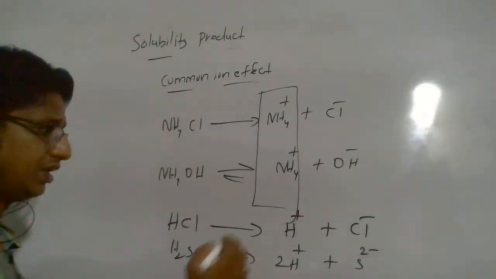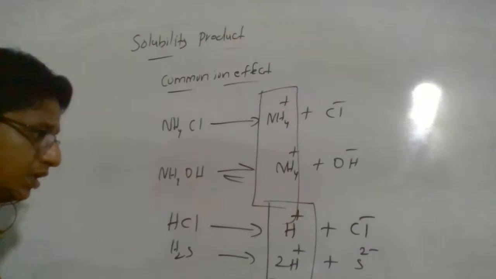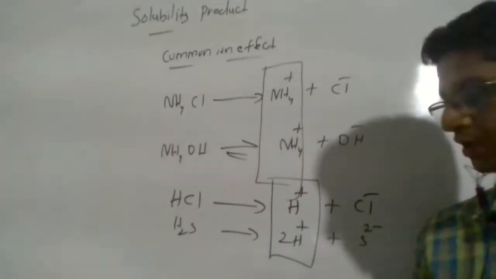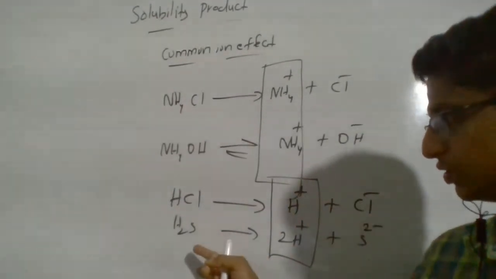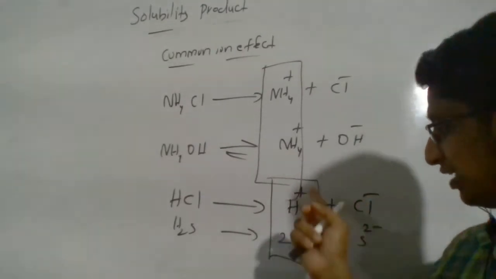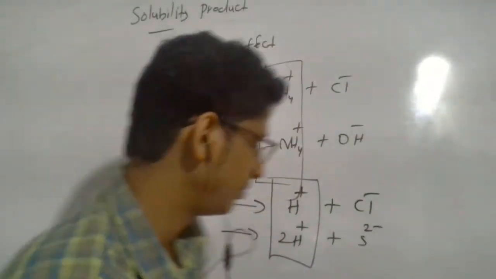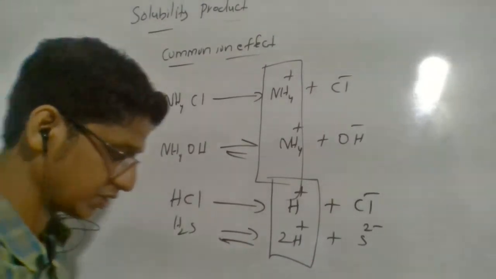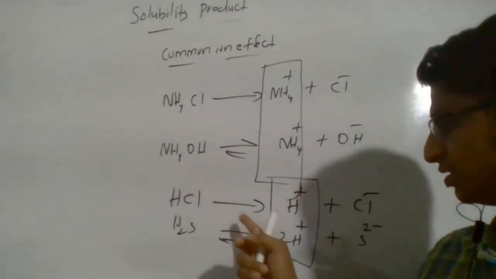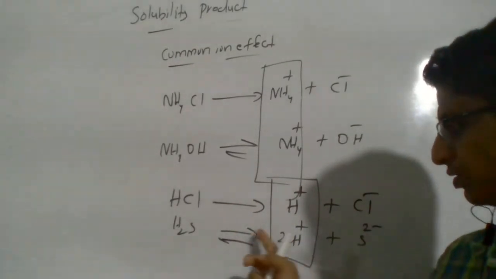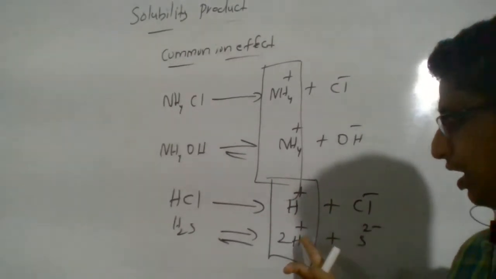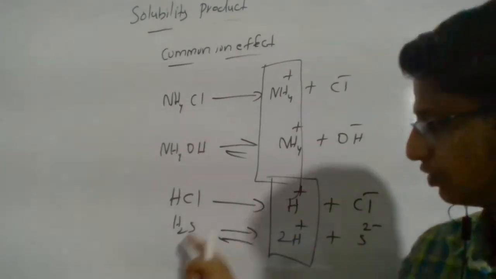So look at here. Here the common ion is H plus ion. After addition of HCl, we pass H2S to precipitate sulfides in group 2. So here you can see the H plus ion. H2S is a weak electrolyte. Remember, H2S is a weak electrolyte, so you have to put the equilibrium. So after the addition of HCl, when hydrogen sulfide is passed, the equilibrium system is disturbed because the H plus ion concentration is increasing. So the equilibrium system will shift to the backward direction.